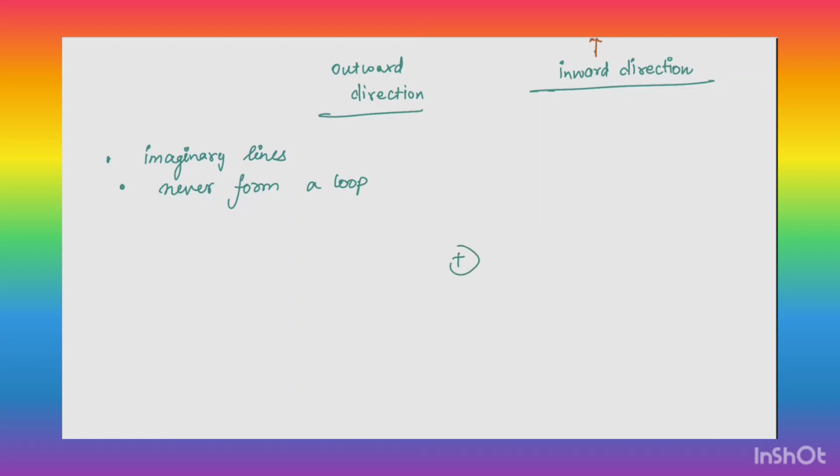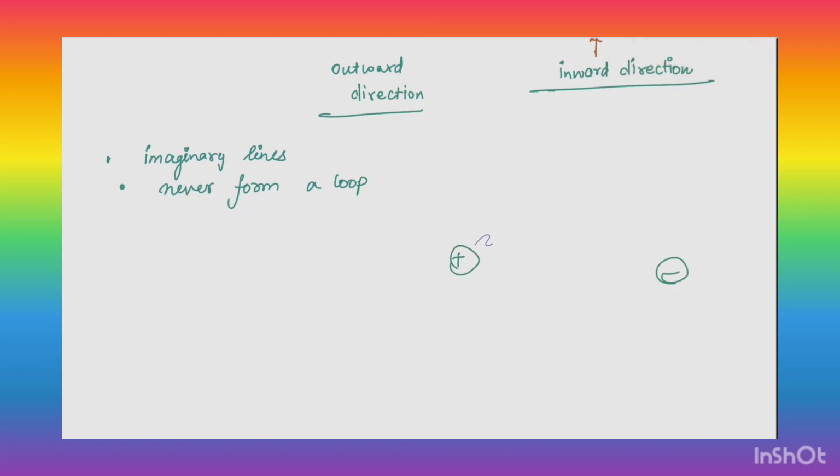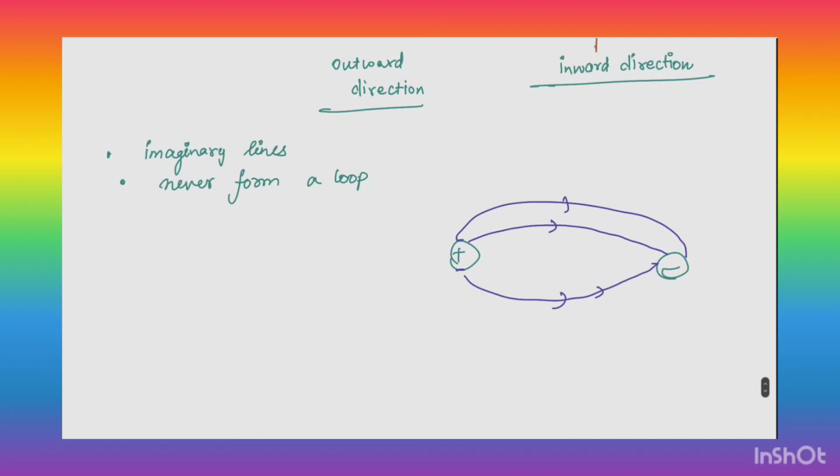As you can see, this is a positive charge, this is a negative charge. Field lines are produced in this way. Outward from positive, inward for negative. In this way they are not forming a loop. As you can see, this is in this direction, and this. This is not like this and this. This is a loop.